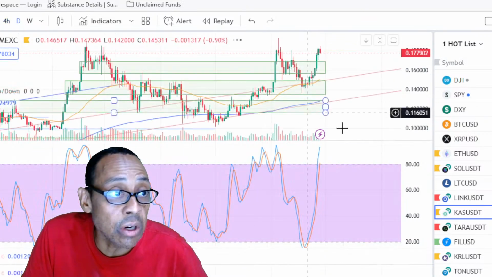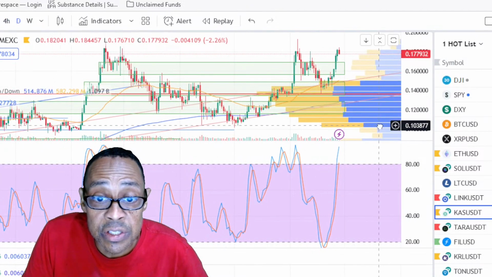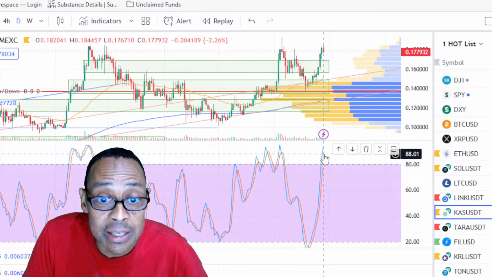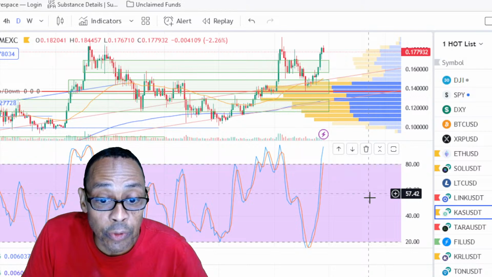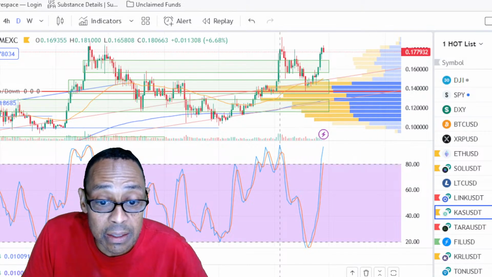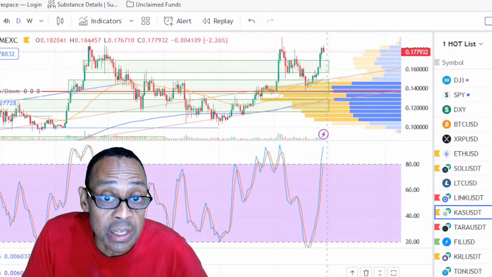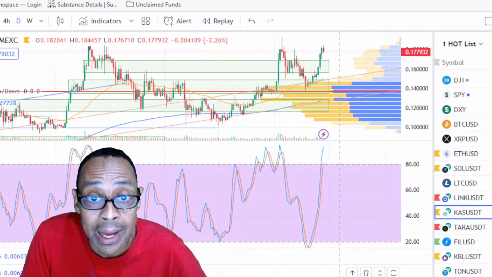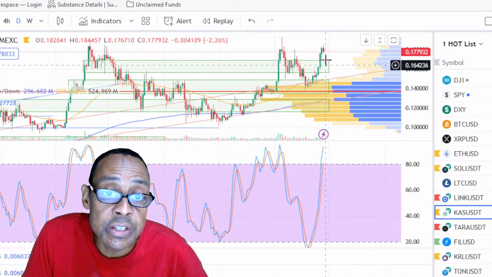Jump into the one-day chart for Caspa. We can see this a little bit more clearly with this double top and a stochastic peak. We're ready to roll over. We have a peak and then a little rebound on the MACD lagging oscillator. This is going to roll over. We're going to go back down to the 0 line, and then we'll test this box here.